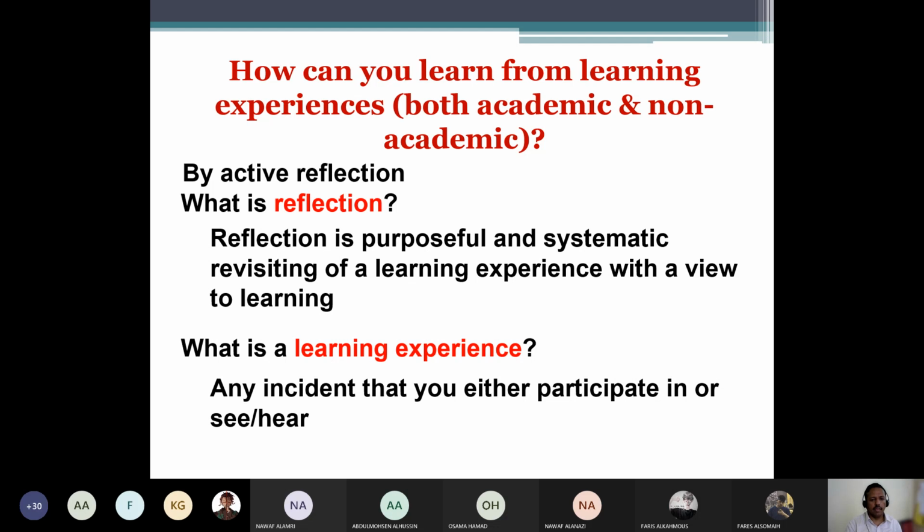Any incident that you either participated in or observed is called the learning experience. As I gave you in the example, the learning experience in the first example of the football match is the match itself. Whereas in the classroom, if you have a class test, that is your learning experience.